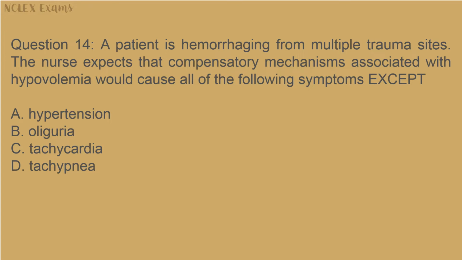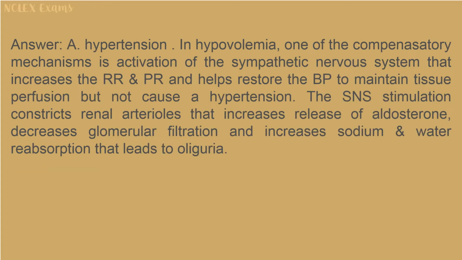Answer: A. Hypertension. In hypovolemia, one of the compensatory mechanisms is activation of the sympathetic nervous system that increases the RR and PR and helps restore the BP to maintain tissue perfusion but not cause a hypertension. The SNS stimulation constricts renal arterioles that increases release of aldosterone, decreases glomerular filtration and increases sodium and water reabsorption that leads to oliguria.